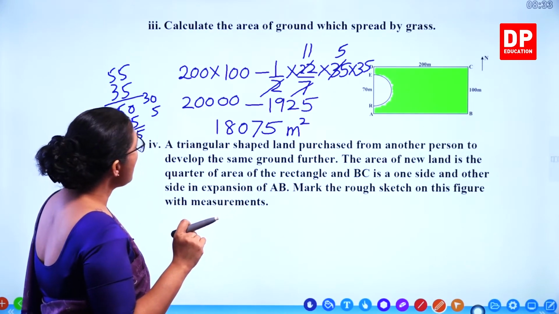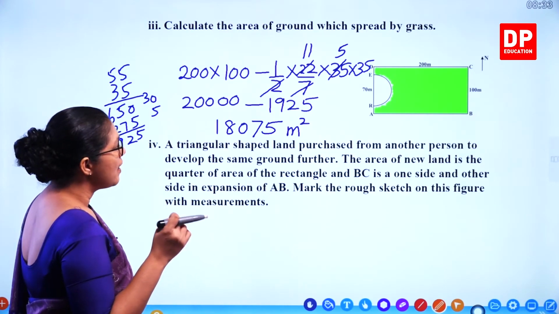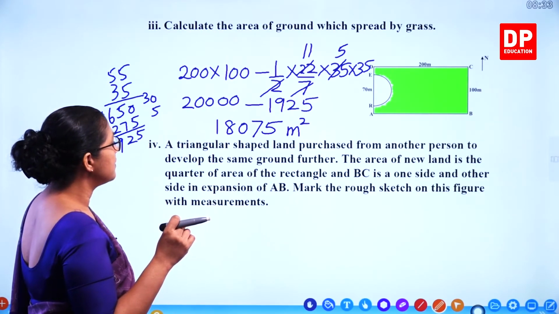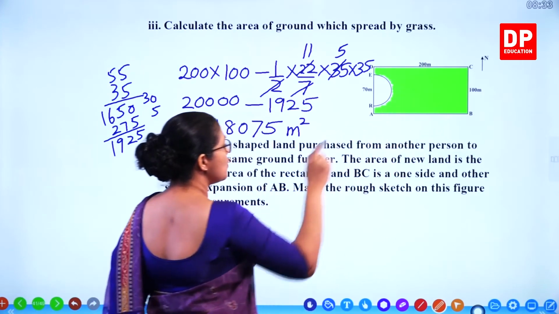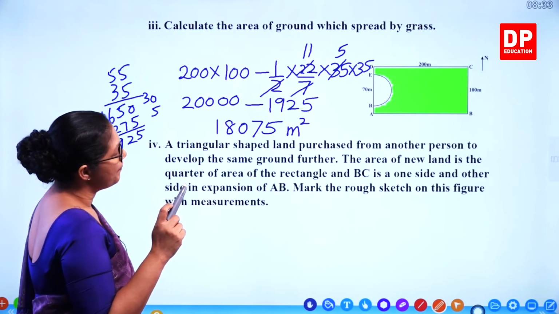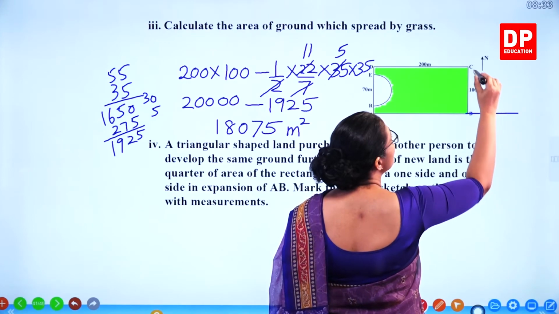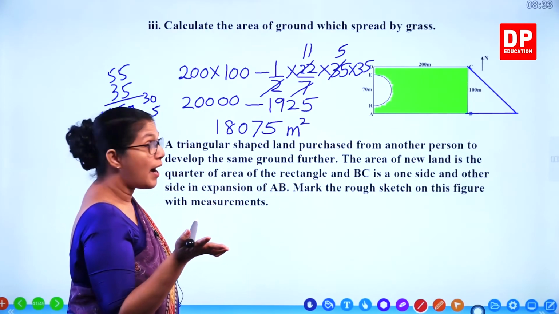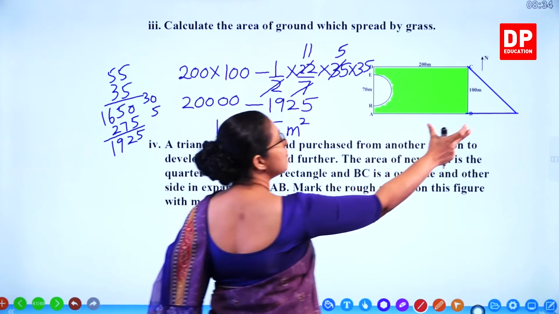Then a triangular shaped land purchased from another person to develop the same ground further. The area of the new land is the quarter of area of the rectangle. And BC is one side. This side, BC is one side and the other side in expansion of AB. So that means they are trying to take this part, a triangular part there. So we need to find out the length here. What's this length?